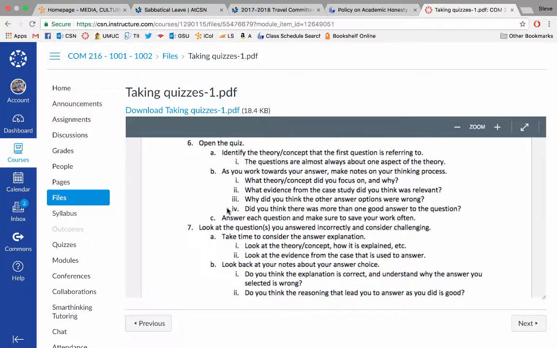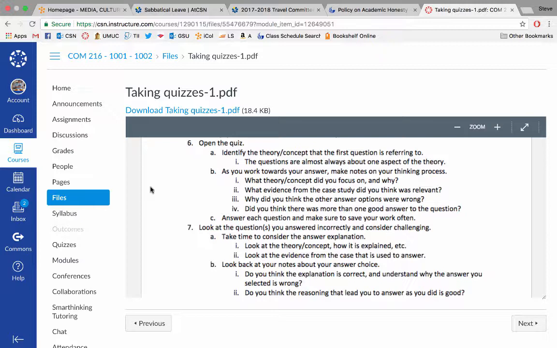Once you open the quiz, essentially what you're going to do is see the question, see the answer options, and then you're going to have to toggle back and forth between the theory or concept and the case study to figure out the answer to the question.